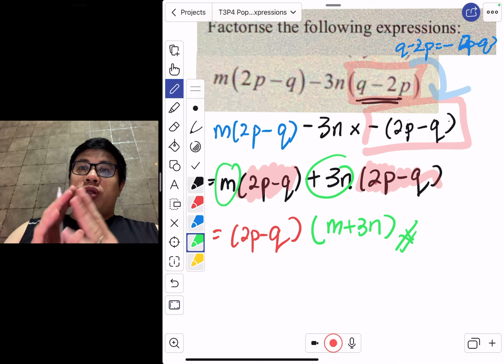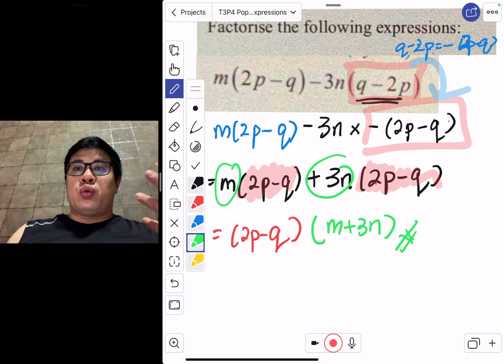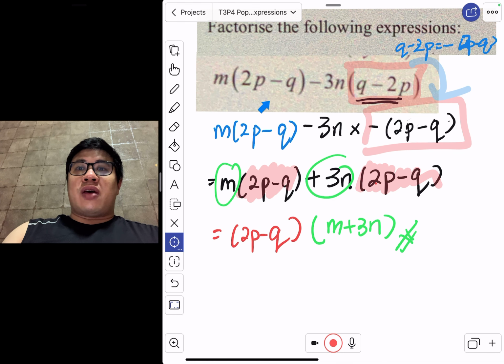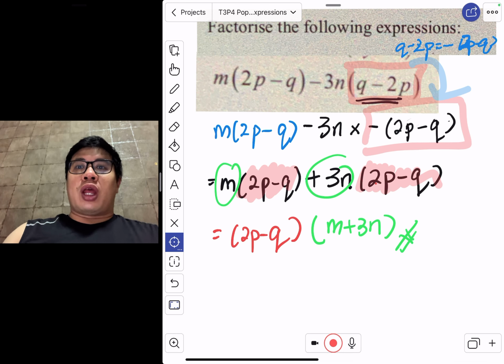So this technique is very useful when you want to factorize and you notice the factor seems to be there, but they're in opposite sequence. So this is what you can do. Okay, thank you.